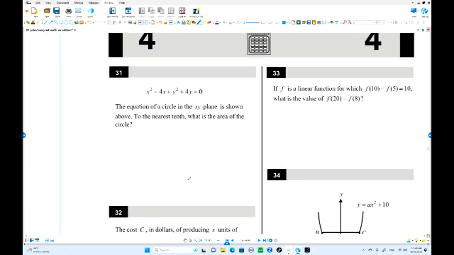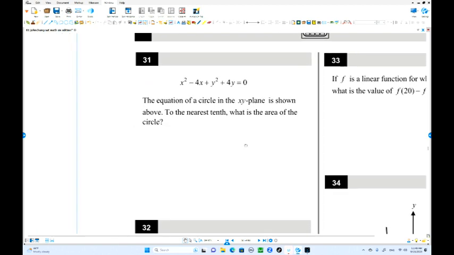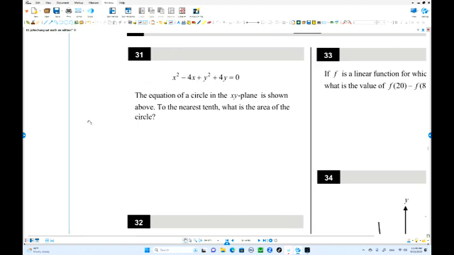Right, this is number 31. The equation of a circle, to the nearest tenth, what is the area of the circle? To find the area of a circle, we need to find the radius in standard form, right? First one should be what? X minus 2 squared. Second one is y plus 2 squared, right? But when you make the perfect squares, we're going to add plus 4 and plus 4. So you're going to add what? 8. The total amount is 8. You have to add 8 over here, okay? Yeah, that is the standard form of a circle, okay?